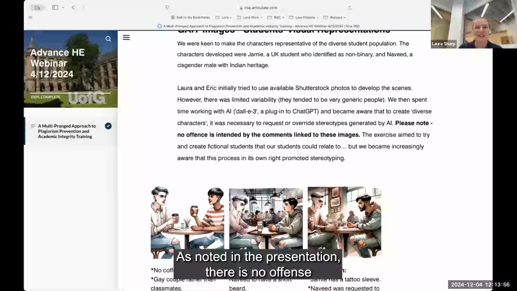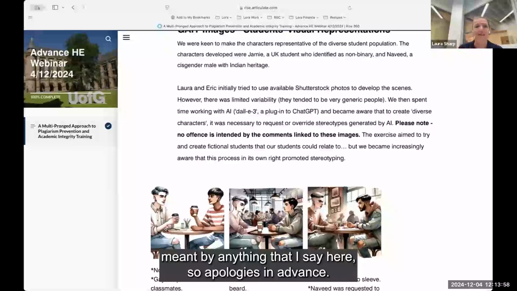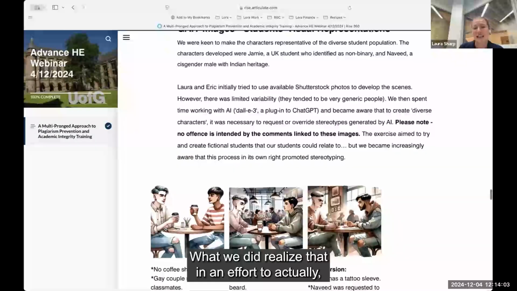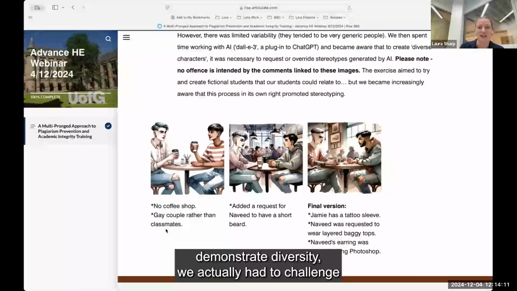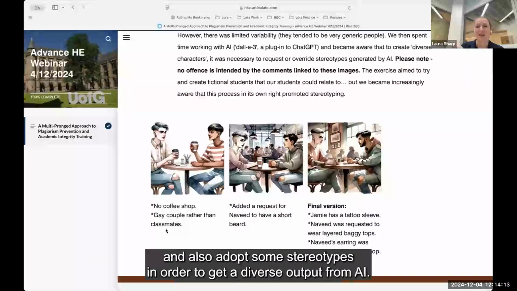As noted in the presentation, there is no offence meant by anything that I say here, so apologies in advance. But what we did realise is that in an effort to be inclusive and to demonstrate diversity, we actually had to challenge and also adopt some stereotypes in order to get a diverse output from AI.